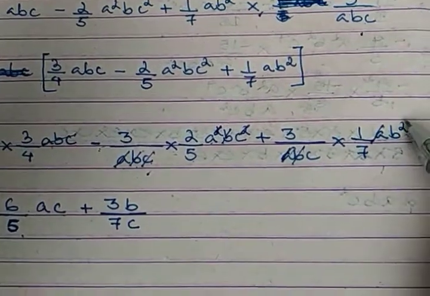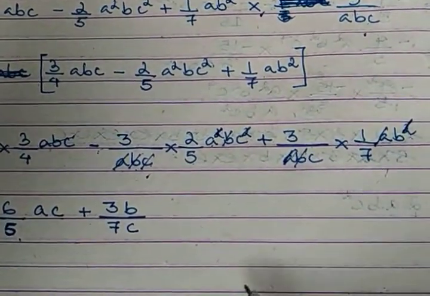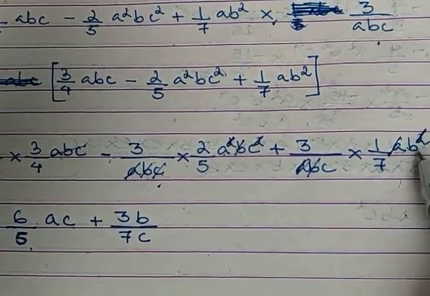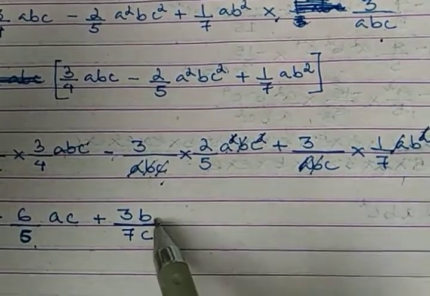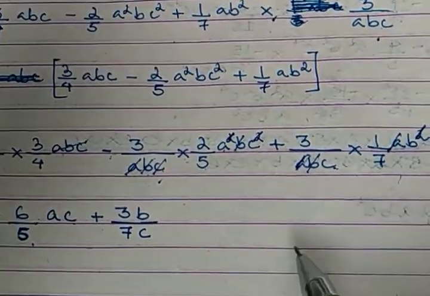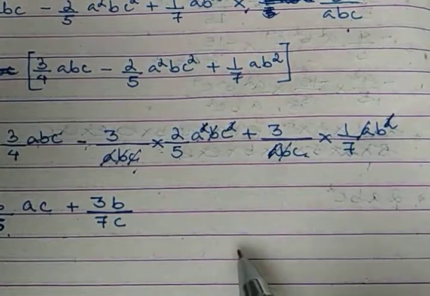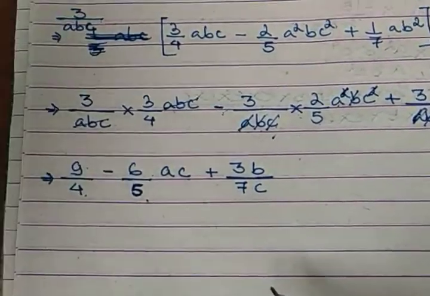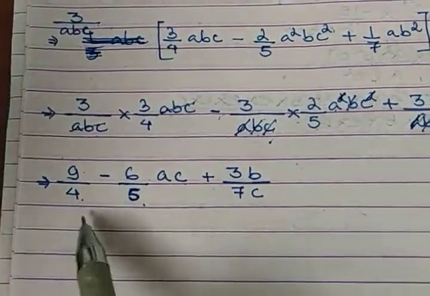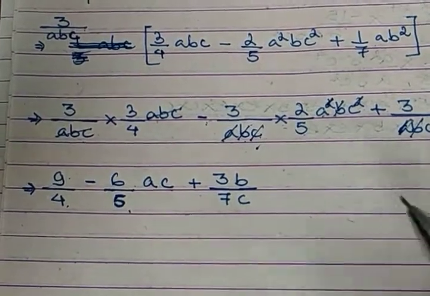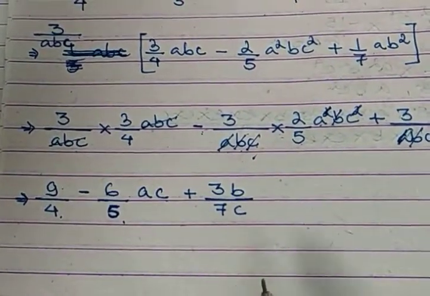B, there are 2B in the numerator, so one of the B will be left out in the numerator, so B. And since there was no C in the numerator, the C is left in the denominator, so C as it is. Now what we have here is 3 terms, unlike terms, we cannot go further, so we are done here.